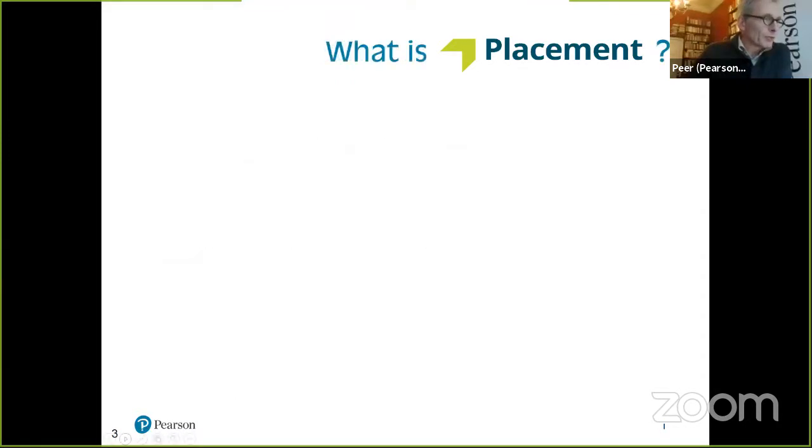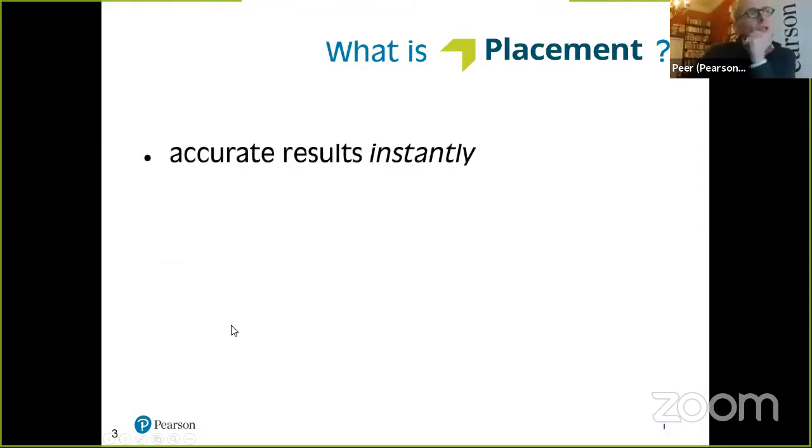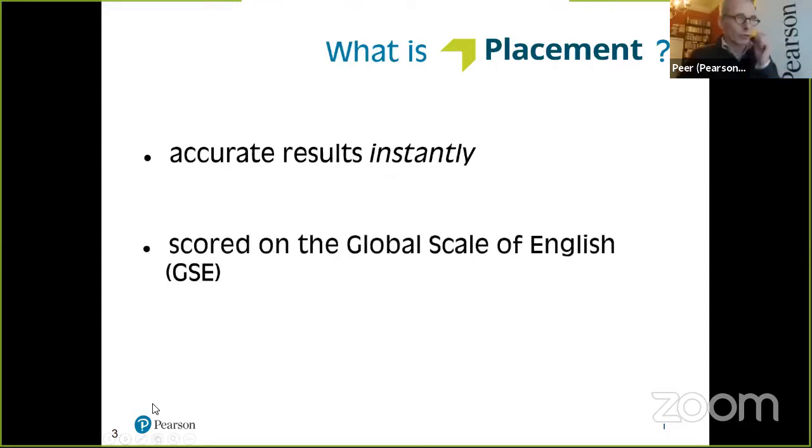Now, when it comes to the test itself, the test takes about 20 to 35 minutes. It quite depends, really. But the results for the test you would get instantly. The test is scored on the global scale of English. And perhaps some of you have never heard of the global scale of English, which is quite okay. But the global scale of English is our own scale. It's a Pearson internal scale, but actually it's public, so you can Google it too. And the global scale of English is a way we measure language proficiency.